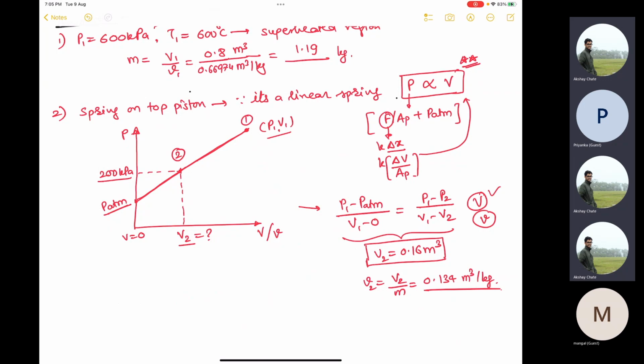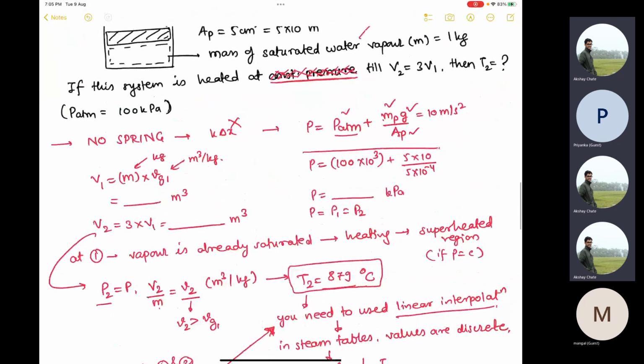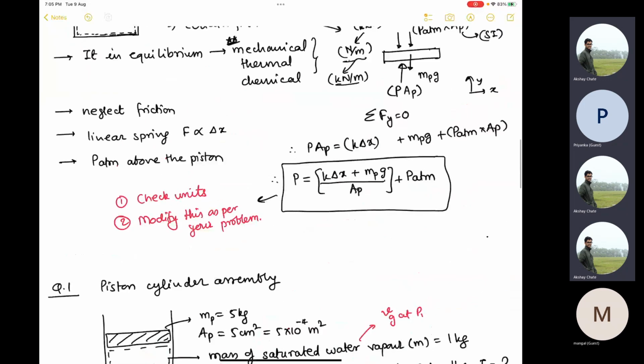But essentially, what I'm trying to say is, for such type of problems in which you have a linear spring and you have a piston with certain mass and certain cross-sectional area, this is the relation that you can call a governing equation in this case. This is the equation that you should use, and use your basic knowledge of steam table, figure out where these states are.